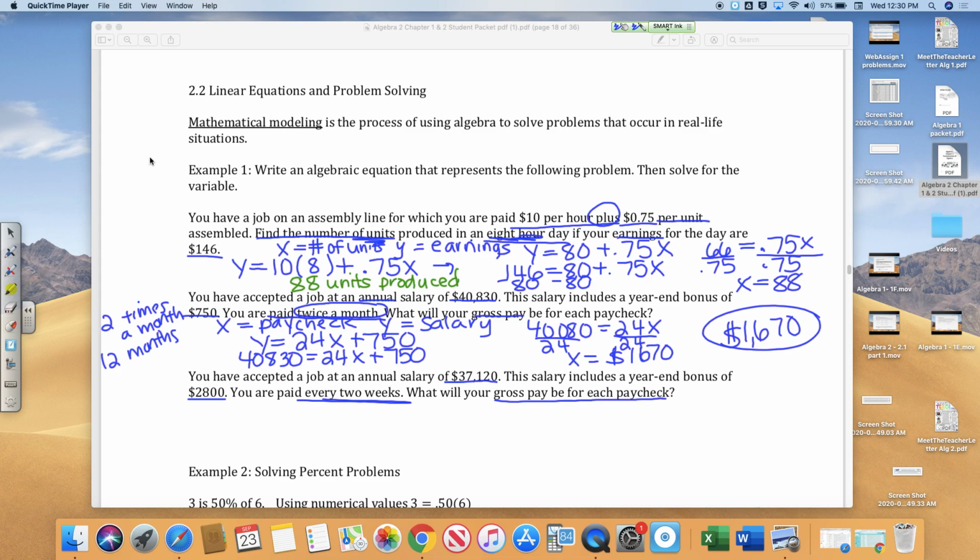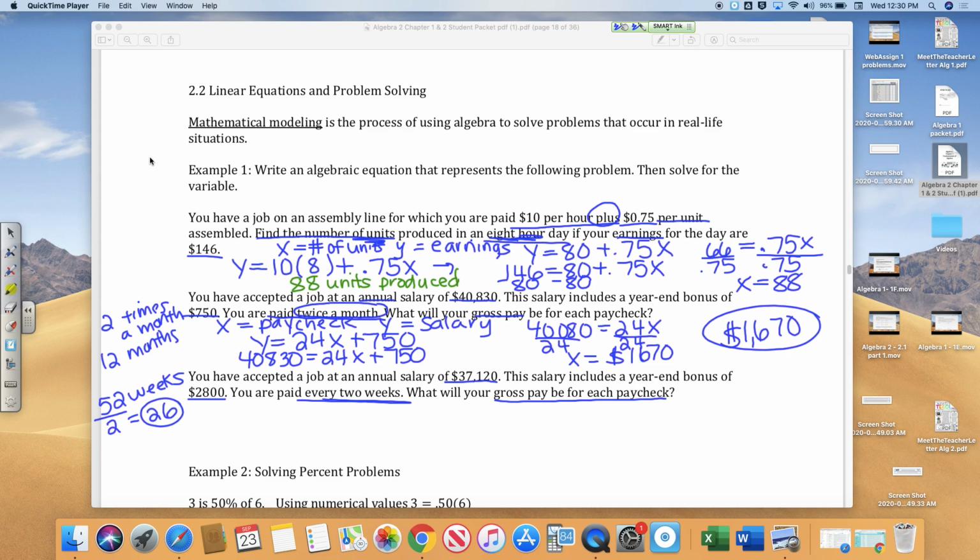So this problem is very similar to the last one, except for the fact that instead of getting paid twice a month, we are getting paid every 2 weeks. So we know that in a year there's 52 weeks. So if we're getting paid every other week, we would take 52 and divide that by 2, and that means we would get 26 paychecks a year.